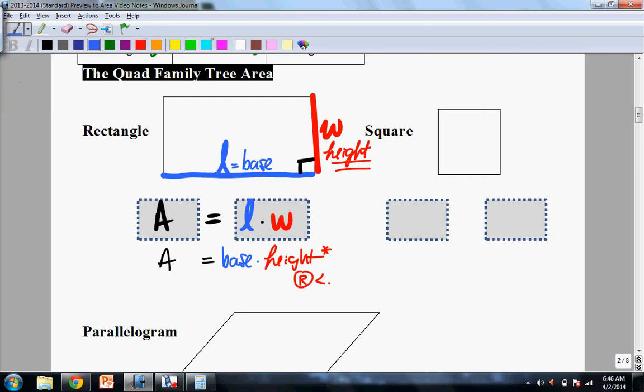Now for a square, because all the sides are equal, we'll just call it side. So of course the area here is just that side squared. You could say length times width. Technically it's a rectangle as well, but they're the same, so we just say side squared.